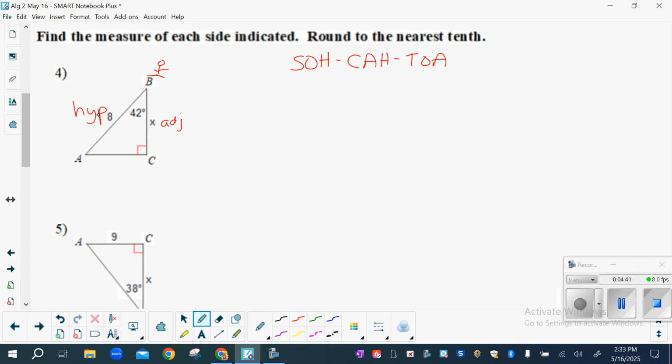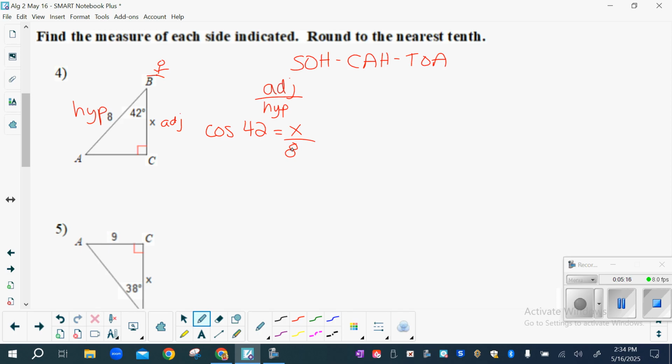Which of the three trig functions would we use with adjacent and hypotenuse? Cosine. So we're going to use cosine of 42 equals, cosine is adjacent over hypotenuse. The adjacent side to 42 would be the x, and the hypotenuse would be the 8. Does that make sense how I set it up? Okay, now I'm going to call on a group.